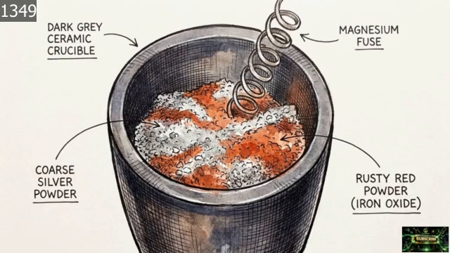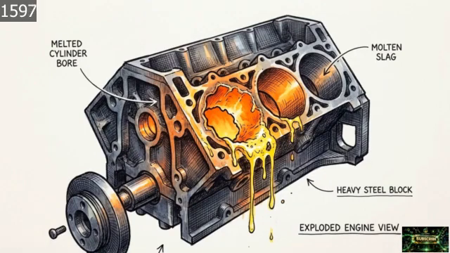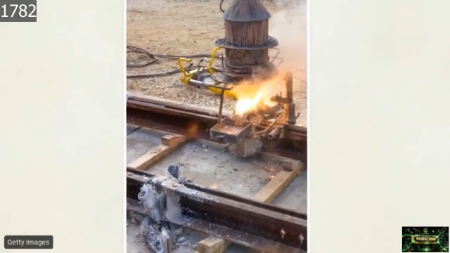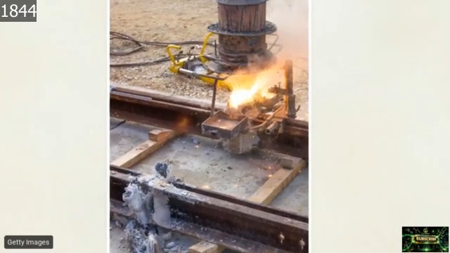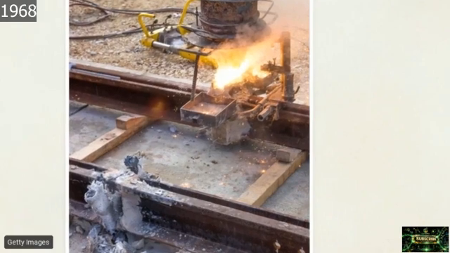Mix aluminum powder with iron oxide and ignite it, and you produce a river of molten metal, burning at 2,500 degrees Celsius. That heat is intense enough to slice straight through a solid engine block. But that concentrated heat serves a specific engineering purpose. Railway crews use this exact reaction to seamlessly fuse heavy steel rail tracks together.